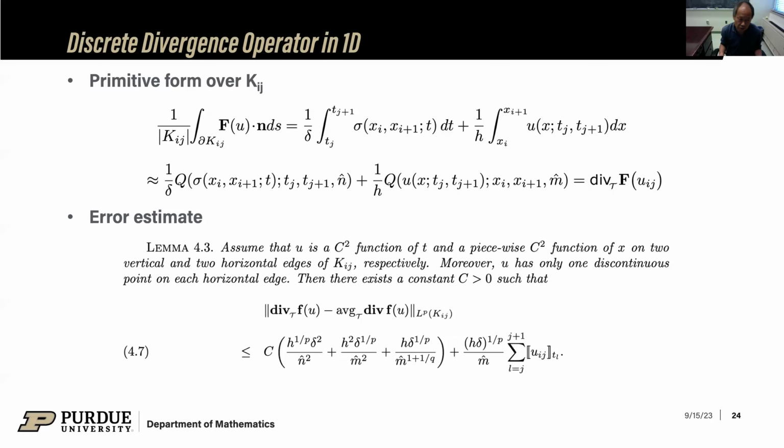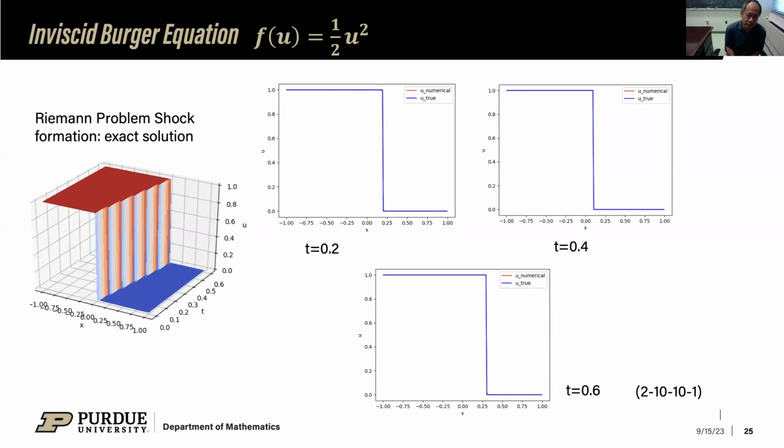Let me not bother you with this. Let me show you the numerical examples. For a simple problem like the inviscid Burgers equation, this is the one-dimensional inviscid Burgers equation, with F of u equal to half u squared. This is a very simple equation. The problem we have is the Riemann problem, where our initial data is 1 and 0, if I remember right.